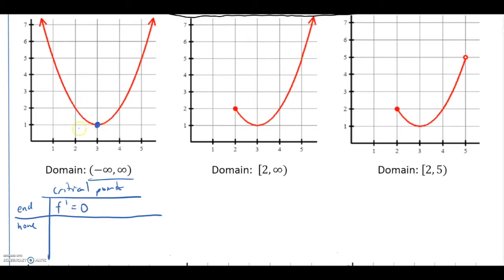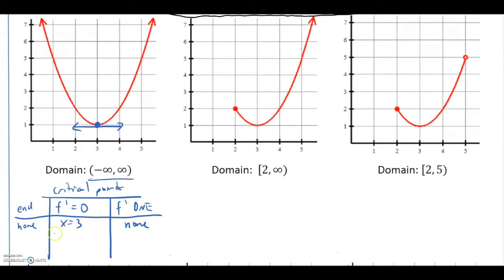Next, where my derivative equals 0. I see one spot here that would have a horizontal tangent, and that occurs at x equals 3. And finally, where the derivative does not exist, well, this looks like a nice smooth curve, no sharp corners, cusps, or discontinuities, so there are no spots where the derivative does not exist. So finishing up our analysis, now that we know our critical points, we're going to label what they are.